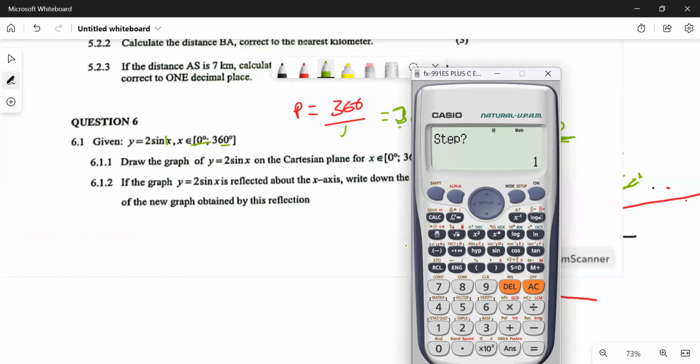Equals to again. Now, you see the problem. This is a step again. Your step is not 1. Again, like when we were busy with the normal functions, like the paper 1 functions, the step was 1 again. Now, when it comes to trigonometric functions, our step is not going to be 1. It's going to be determined by the period divided by 4. Yeah, it's 90. The period is going to be period divided by 4 again.